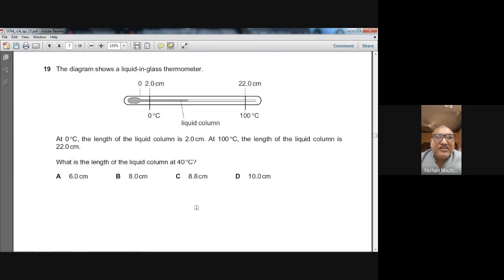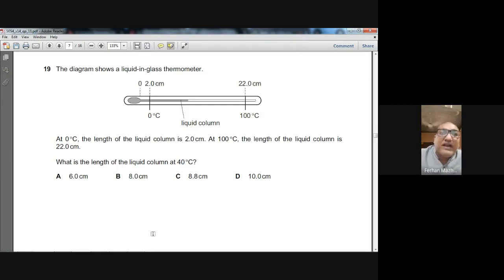A famous numerical on thermometer. The diagram shows a liquid in glass thermometer at 0 degrees centigrade. The length of the liquid column is 2 centimeter. It means L naught is 2 centimeter. At 100 degrees centigrade, the length of the liquid column is 22 centimeter, which means L100 is 22 centimeter. What is the length of the liquid column at 40 degrees centigrade? The question is, when the temperature is 40, what will be the length of the mercury? L theta is the question.